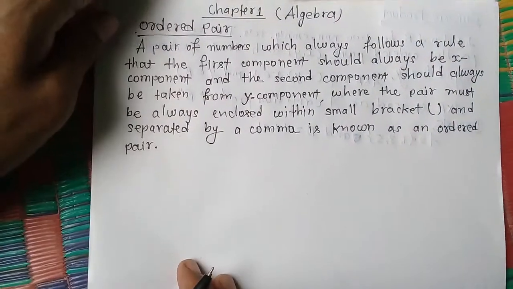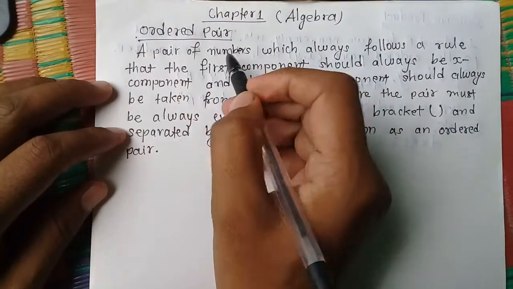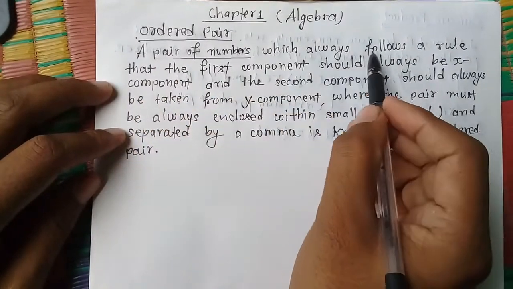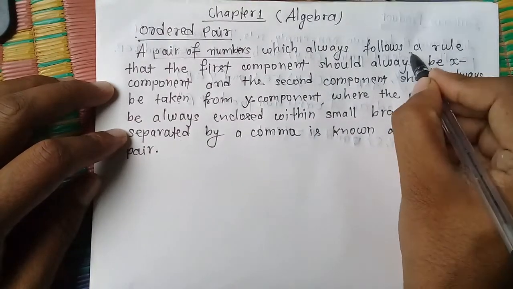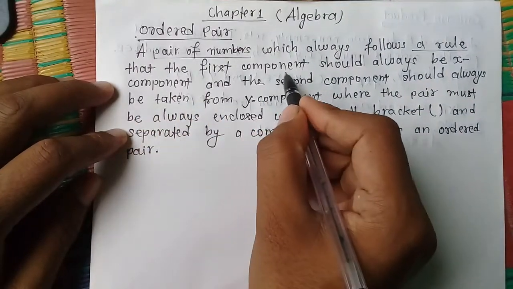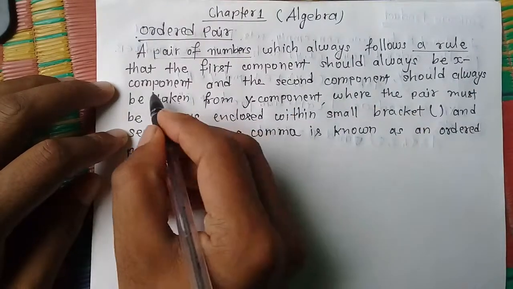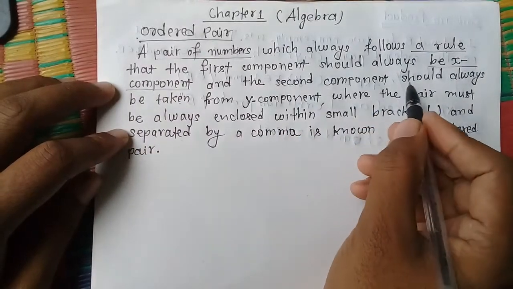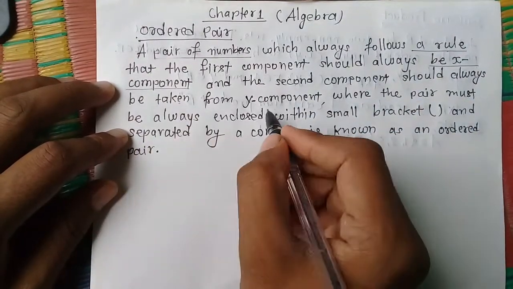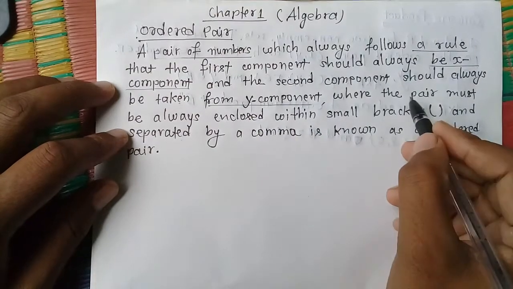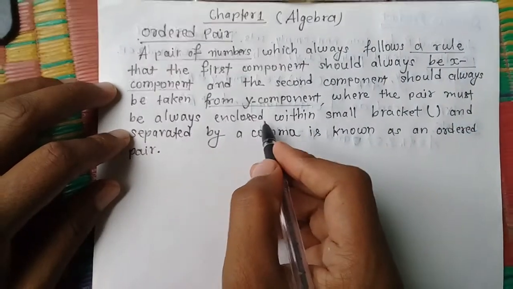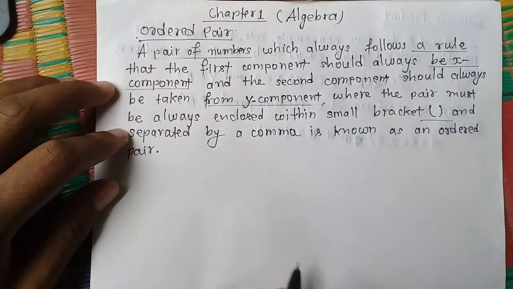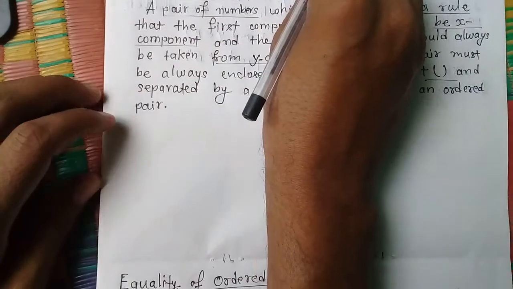Now, ordered pair: a pair of numbers which always follows a rule, that the first component should always be the x component, and the second component should always be taken from the y component, where the pair must be always enclosed within a small bracket and separated by a comma, is known as an ordered pair.